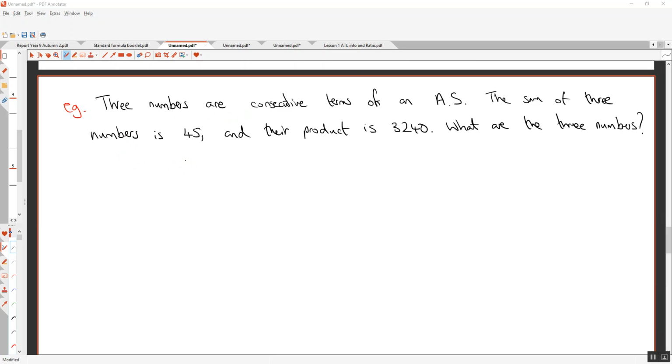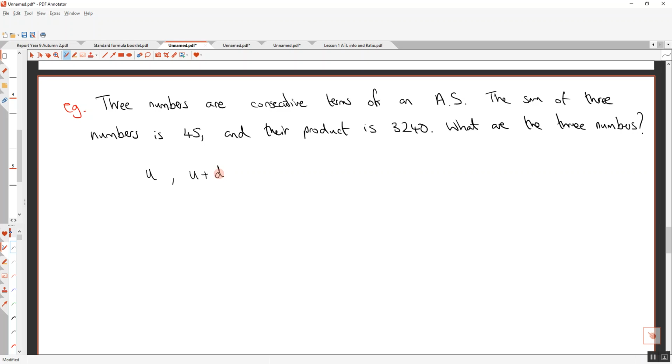So for any arithmetic sequence, we know that three numbers are consecutive terms of an arithmetic sequence. So let's say U, okay? That's the first one. What would be the next term in that sequence? Not U2. U plus or minus. What do we call it? D? D, yeah, because it's the common difference, yeah?